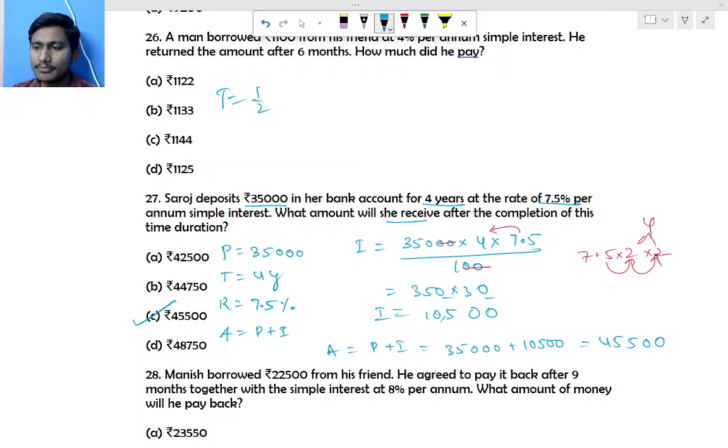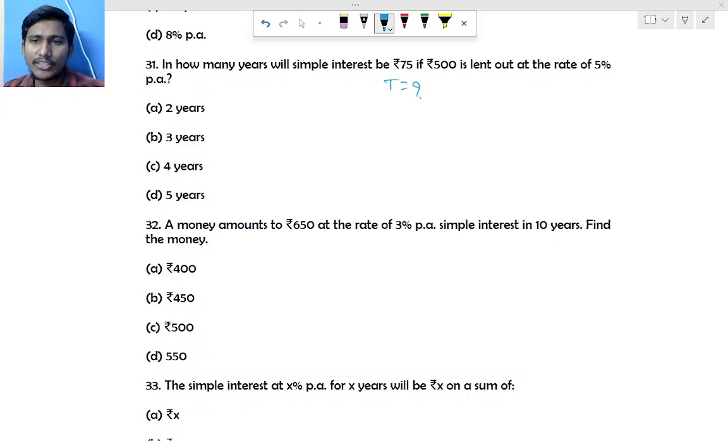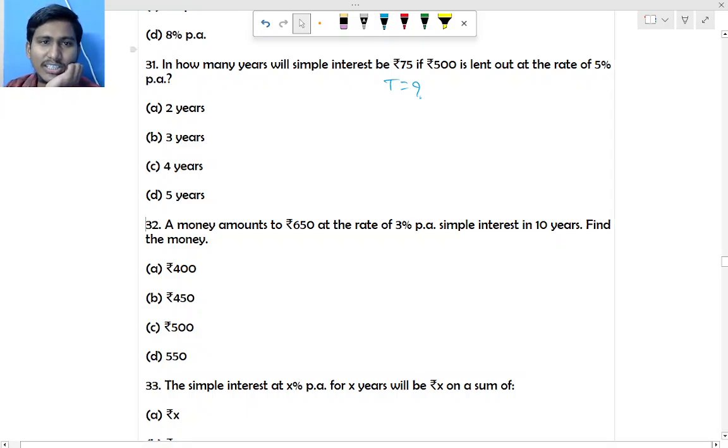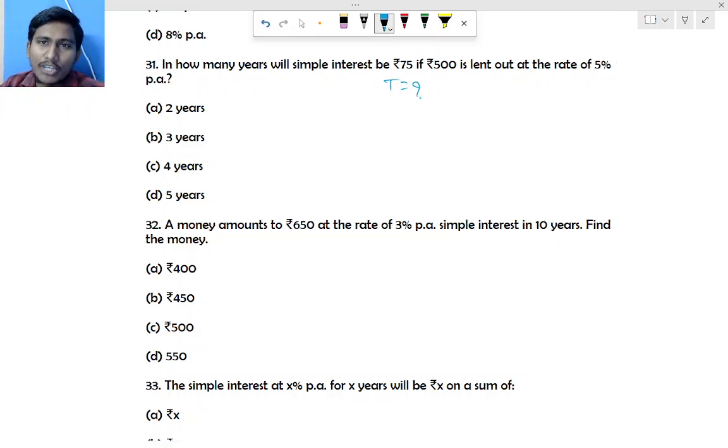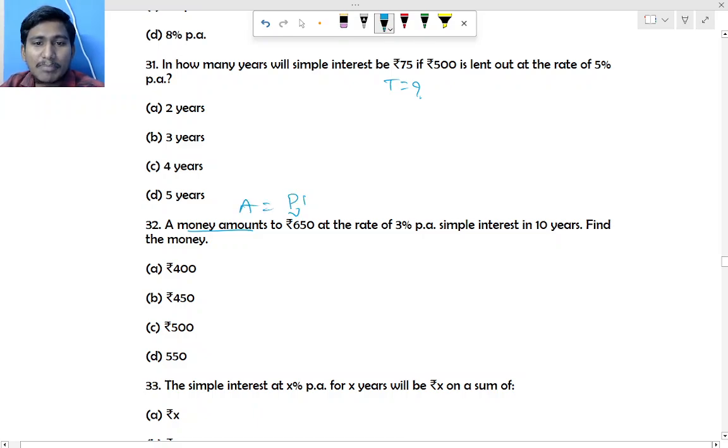Okay. Here till 32 questions you have homework. So 32 is a little different. I will do it. Okay na. So in the shortcut method, how should you do? Money amounts to, amount is given. Amount means principal plus interest is given here. So they are asking to find the principal.